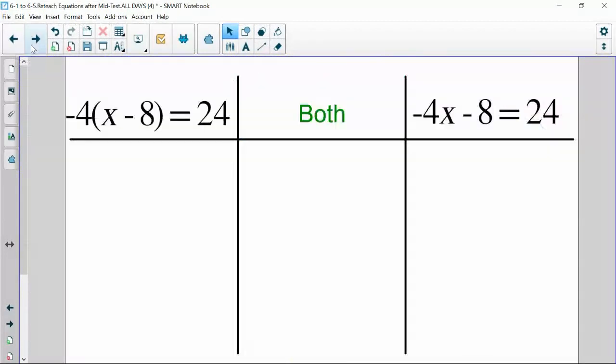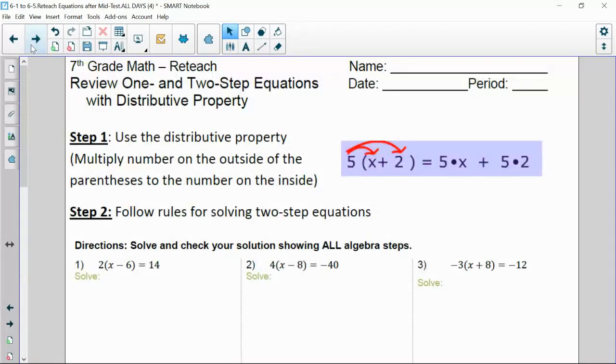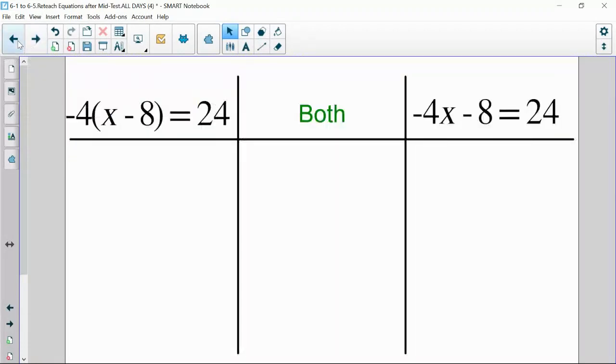Now, yesterday you had some assignments, so we will eventually get to checking those and seeing what you should have gotten for your answers from yesterday.